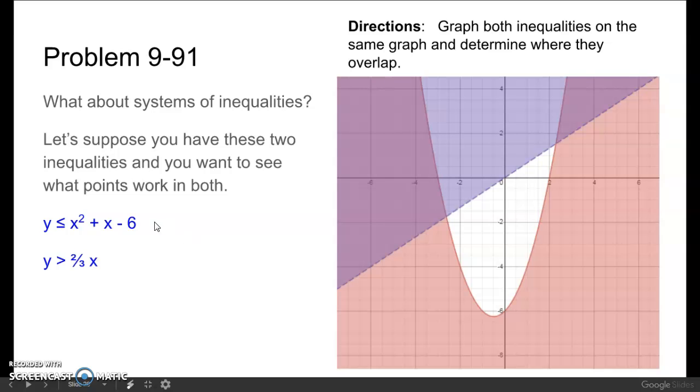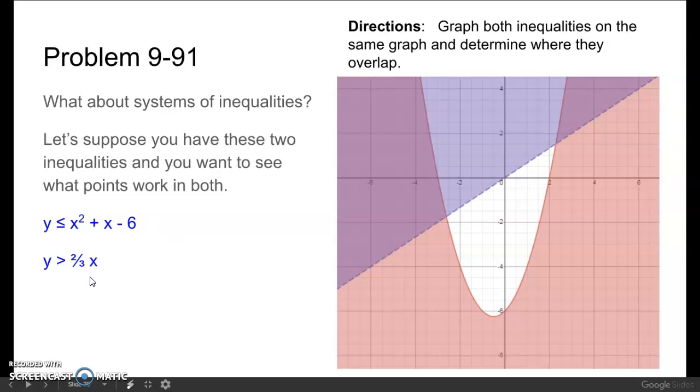So you can see over here on Desmos, I graphed this inequality. y is less than or equal to x squared plus x minus 6. So here's that. That's the quadratic, the upward facing parabola, and it's a pinkish sort of line. So the inequality part is on the outside of that because 0, 0 does not work in there. So the outside of this parabola goes with this.